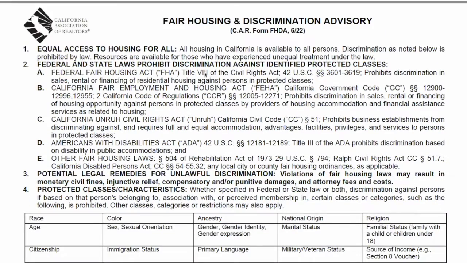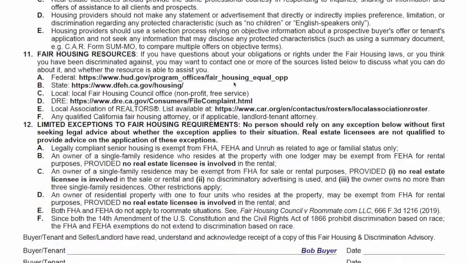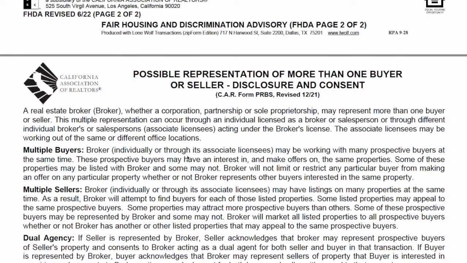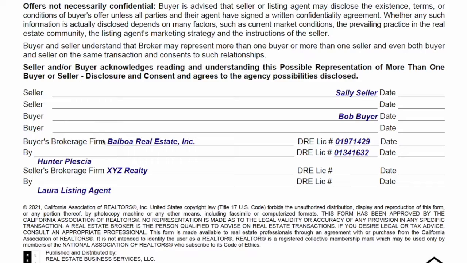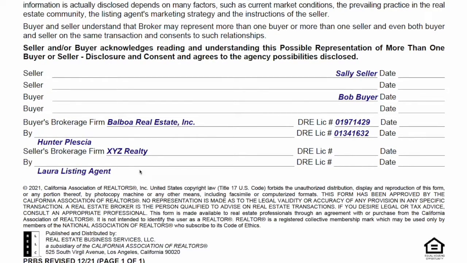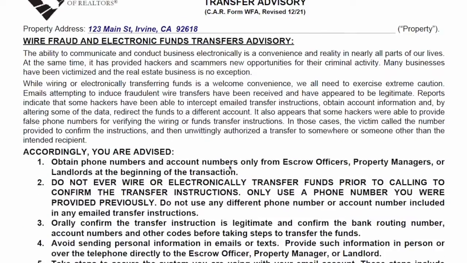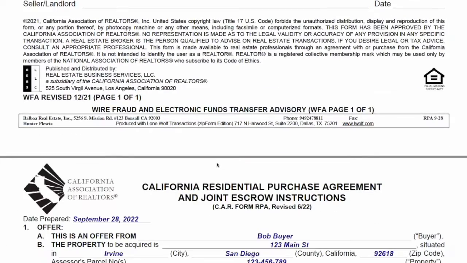Now we come to the Fair Housing and Discrimination Advisory. This is also a 2-page form, but just the buyer is going to sign it. Possible representation of more than one buyer or seller. This is a 1-page form, but both you and the buyer are going to sign it. Now it has the listing agent information. You can write that in, but obviously the listing agent's not signing this particular copy of this form. Wire Fraud Advisory. 1-page form, just your buyer is going to sign it.